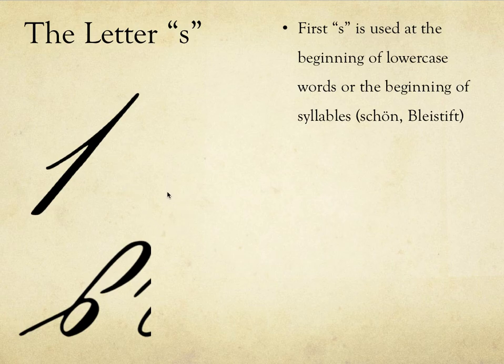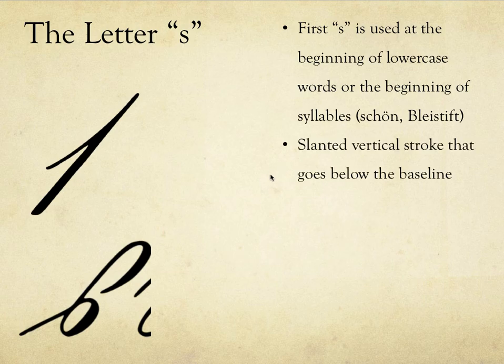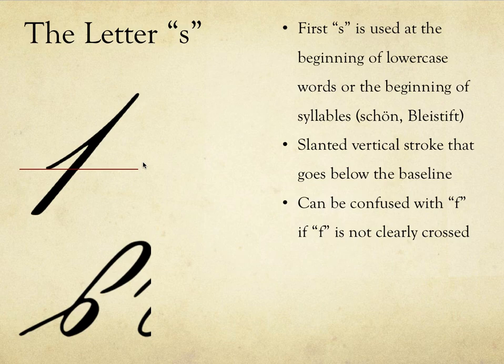Bleistift is the German word for pencil. Since Stift is the start of a syllable, we would use this S. So this S is used at the start of lowercase words or the beginning of syllables. As I mentioned with the F, S's and F's can sometimes be confused, especially if the F is not clearly crossed. So being aware of that is also important.